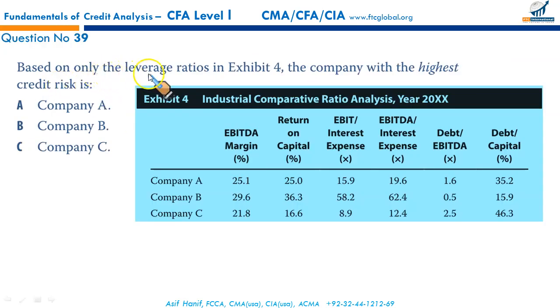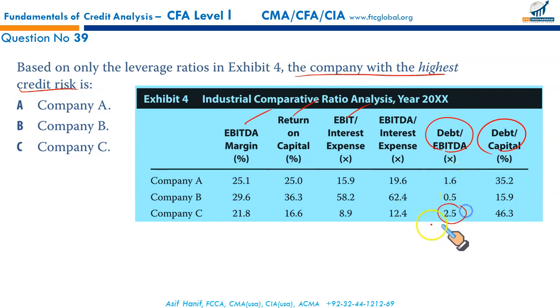Based on only the leverage ratios in Exhibit 4. Only the leverage ratios. So out of these, one is profitability and one is coverage, so these are the leverage ratios. Based upon the leverage ratios alone, the company with the highest credit risk: 2.5 for company C and 46.3. So debt as a fraction of EBIT is the highest for company C, and debt to capital leverage is highest for company C as well. So it means company C is the one with the highest credit risk.